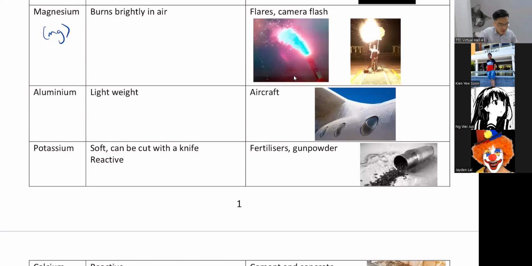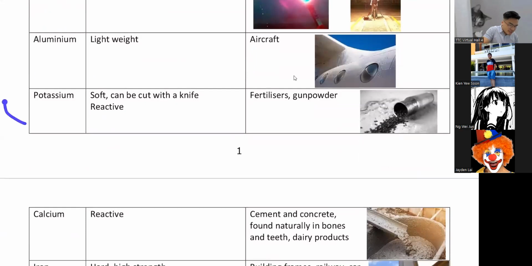All right, so this is why we use aluminum, because it's very lightweight. Even your soft drink can is made from aluminium, right? Because it's very lightweight. All right, so next, potassium.